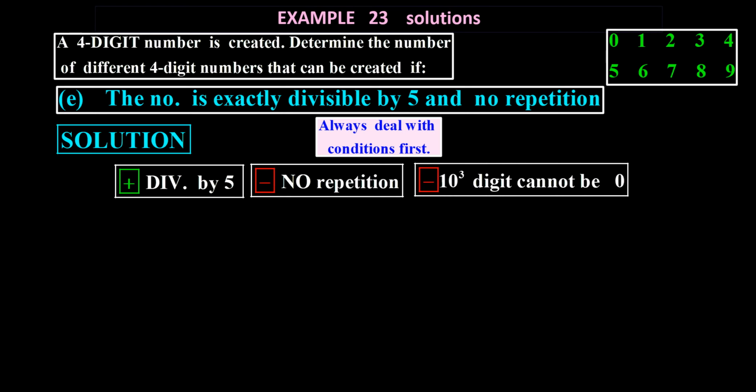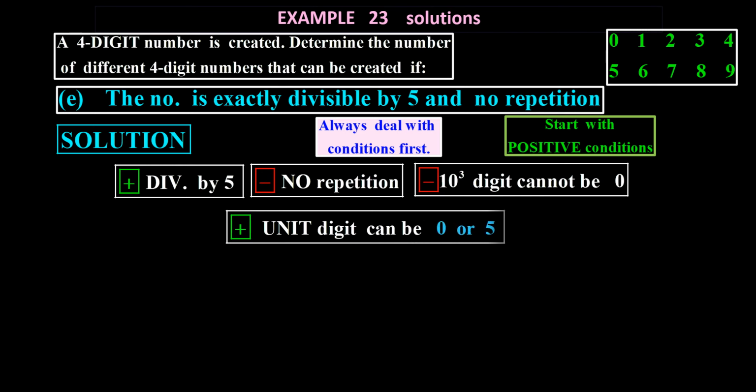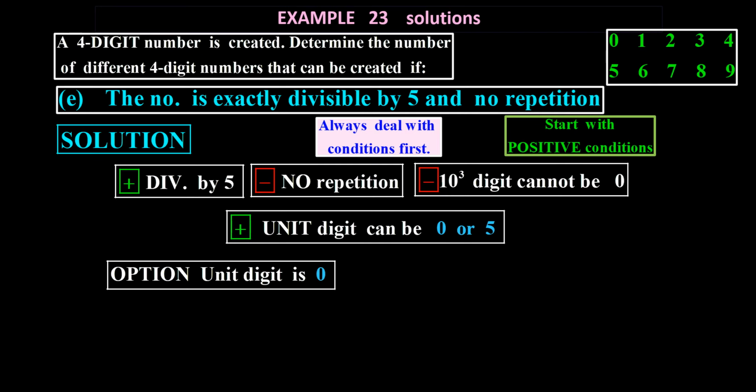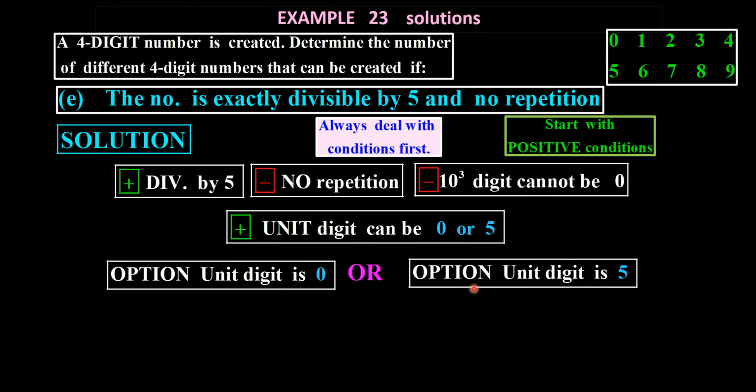No repetition is negative, so I need to start with my positive condition, right? Always best to start with the positive condition. So in other words, the unit digit can be a 0 or a 5, right? But because 0 could be in the units place, and I also need to be aware of it when I work with the thousands, it's best to separate the two. So I'm going to look at the option where my unit digit is a 0 and the other option where my unit digit is a 5, and I'll find the sum of the two.